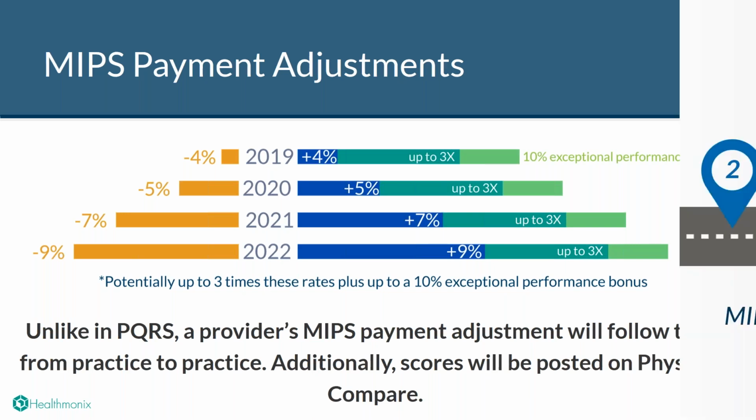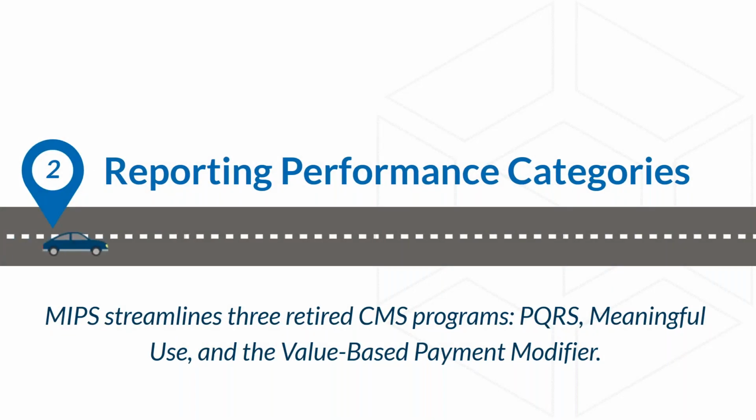So now we understand some of the why. Why do you want to report and why do you want to be successful within MIPS? Now we're going to look more at what you need to report, what is being measured within the performance categories.